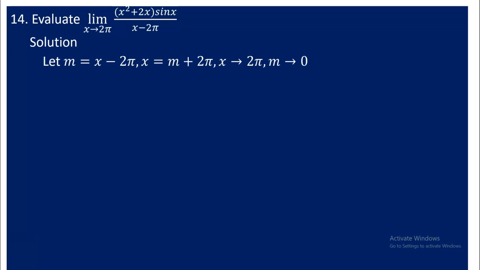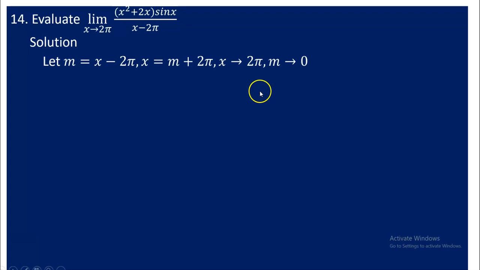Let us assign m to be x minus 2 pi, students, no problem. The denominator is x minus 2 pi, so move this minus 2 pi to the right, then x is m plus 2 pi. So look, as x tends to 2 pi, m tends to 0, right? Because as x tends to 2 pi, m tends to 2 pi minus 2 pi, which is 0. What I'm doing here is completely changing everything written in terms of x to be in terms of m. That's why I changed it.